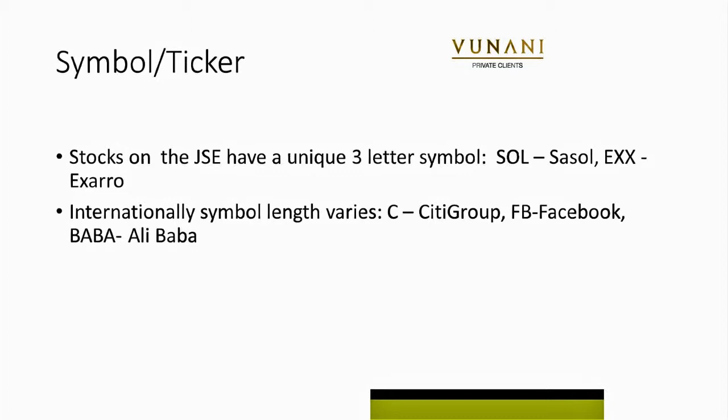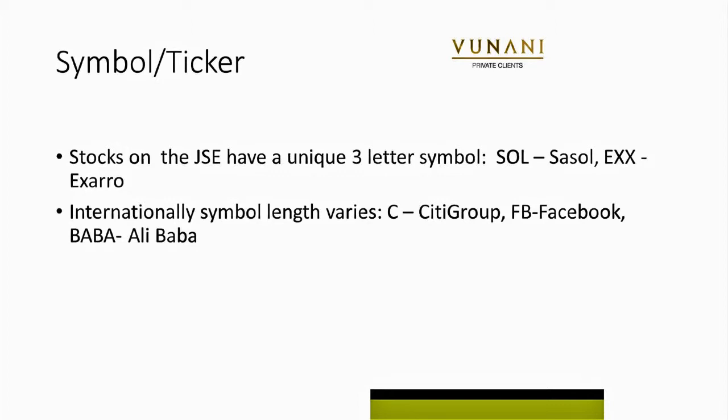Okay, the first thing we're going to cover is the symbol or ticker. In South Africa on the JSE, we have a unique three-letter symbol. For instance, SOL is Sasol, EXX is Exxaro, KIO is Kumba. These symbols are identifying letters for every particular share. Internationally, we have symbols used as well, but they vary in length. For instance, Citigroup has just a C. Facebook has FB, two letters. And Alibaba, which was recently listed, has BABA, four letters.